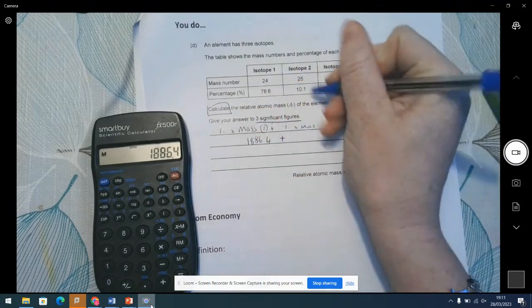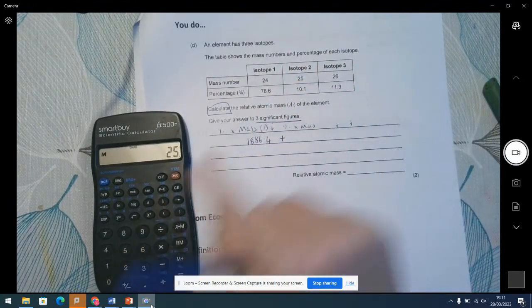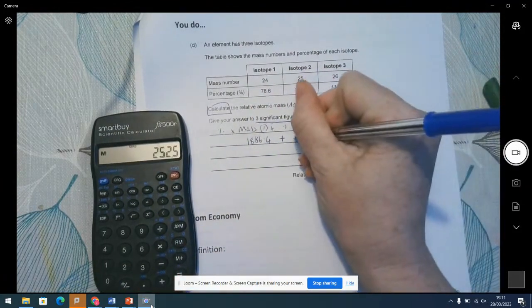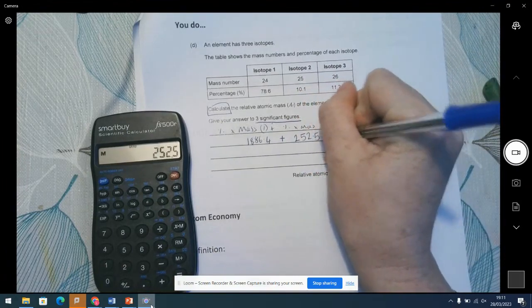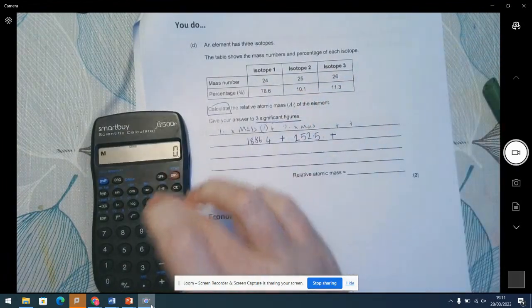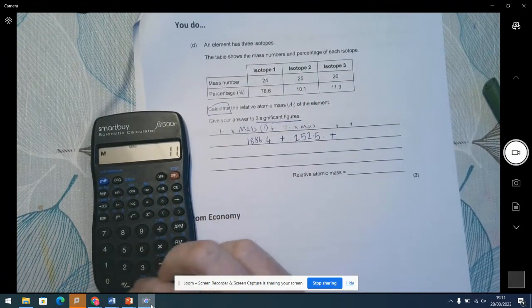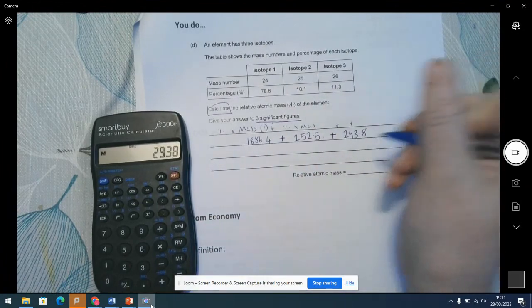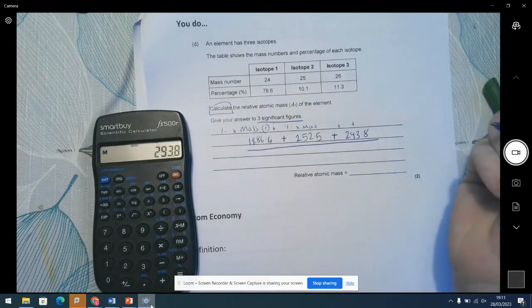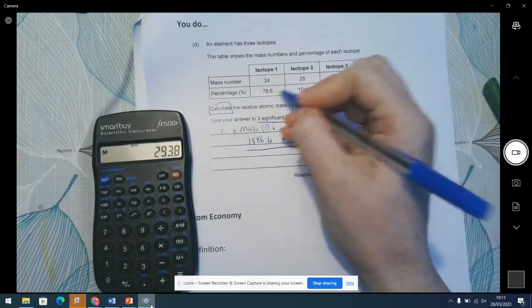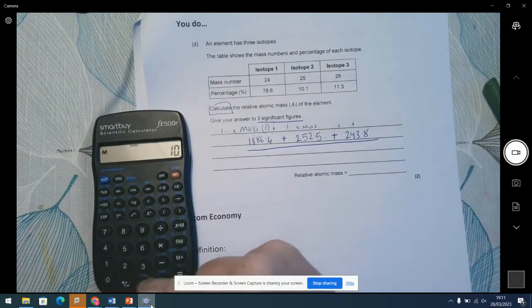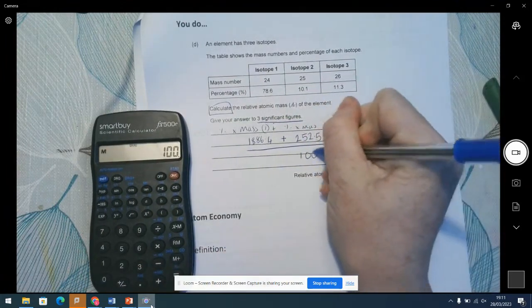1886.4. And then I'm adding it to isotope 2. So 25 is the mass, times by 10.1, which is the percentage, and that's 252.5. And then I'm adding it to isotope 3, 26 times by 11.3, which is 293.8. And it's important you show your working, because if you don't show your working, then actually you will lose marks. And I'm then dividing that by the sum of the abundance. So we've got 78.6 plus 10.1 plus 11.3, and that equals 100.